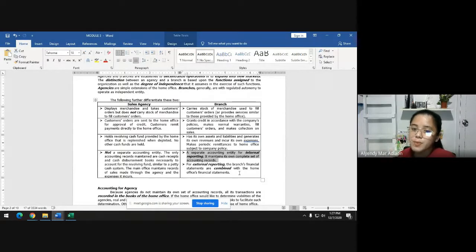While for external reporting, they are treated as combined with the home office. Therefore, the branch's financial statements are combined with the home office's financial statements. So class, just like in a business combination, for internal reporting purposes, the parent and the subsidiary are treated as separate accounting entities. However, for external reporting purposes, they are treated as one. They are combined. So they will have their combined financial statements.